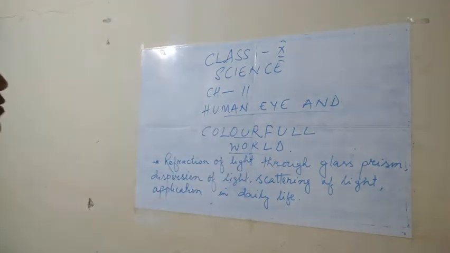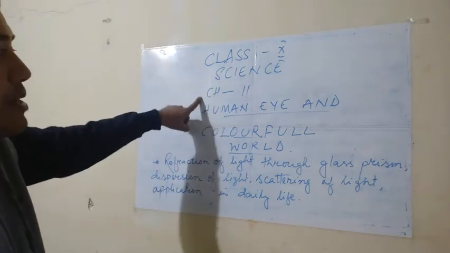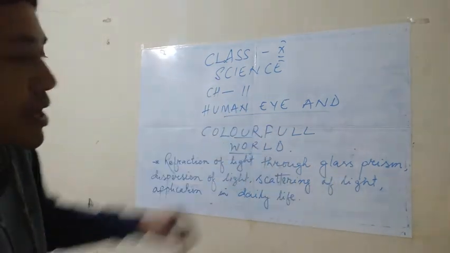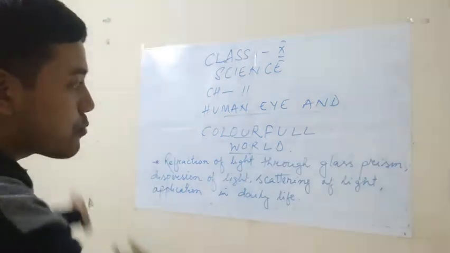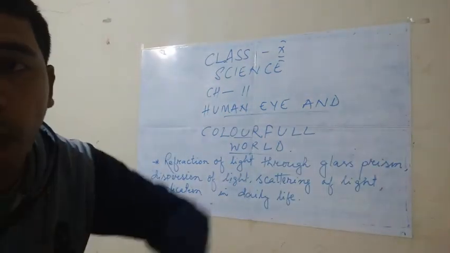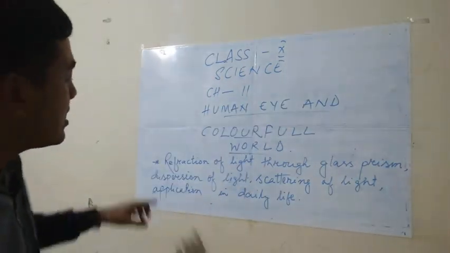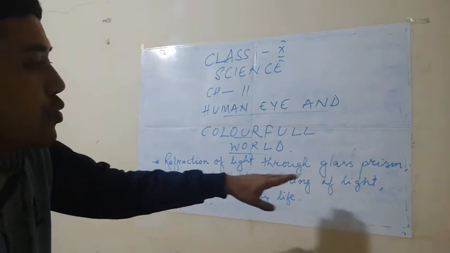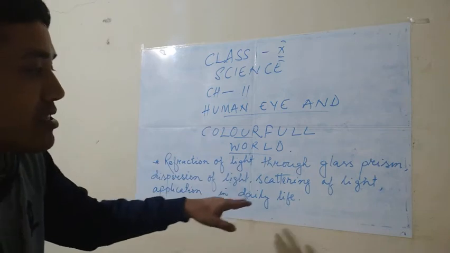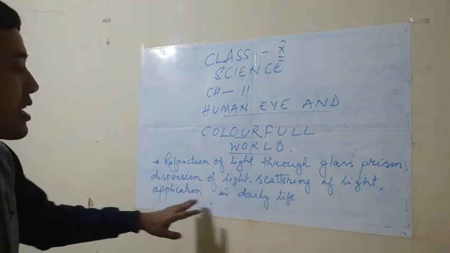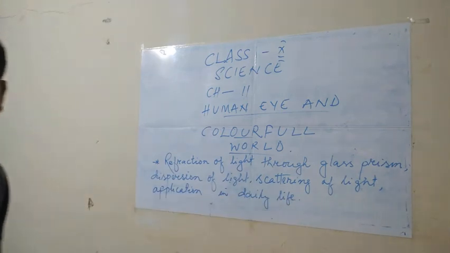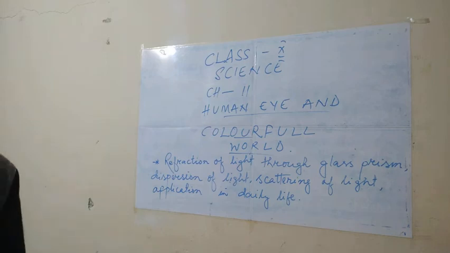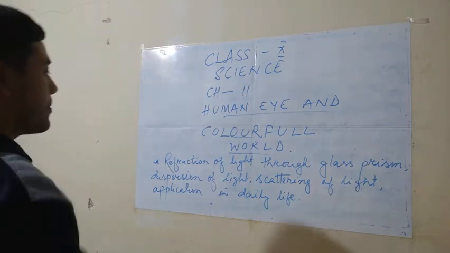Please copy down this portion first, that is class 10 science chapter 11, human eye and colorful world. In this big chapter, the CBSE has removed all these portions, only these portions are left. What are they? Reflection of light through glass prism, dispersion of light, scattering of light, application in daily life. Please copy down this one.